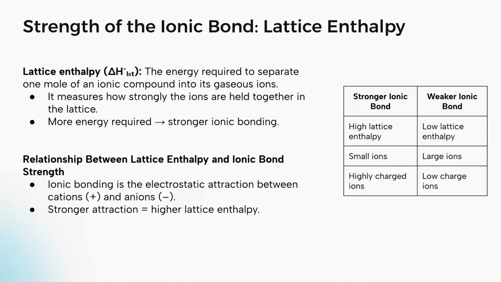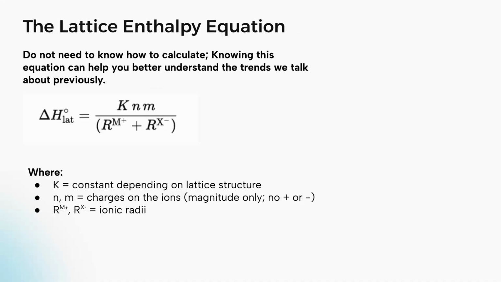So to better visualize this relationship, we want to look at this formula. You don't actually need to know this formula, but I thought it would be helpful if we can apply this to our calculation of enthalpy. In this formula, K times N times M divided by Rm plus Rx. The K represents a constant depending on the lattice structure. We do not need to know this. What we need to know is that N and M represent the charges of the ions, so we are using magnitude only, no plus or minus. And Rm and Rx, plus and minus, are the ionic radii.